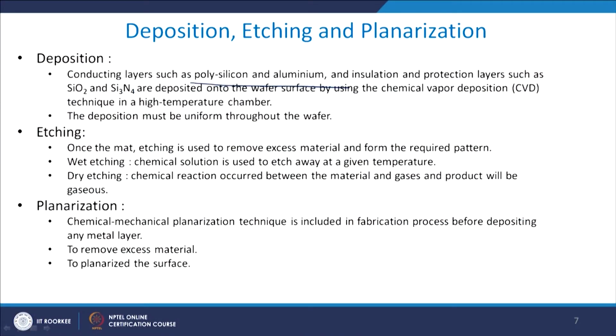Let me come to deposition. Well, deposition is conducting layers such as polysilicon and aluminum, and insulation and protection layers such as silicon dioxide and silicon nitride, and they are done by CVD process in high temperature chambers. So, I have a high temperature chamber, and I do a CVD, which is chemical vapor deposition, and I deposit layers of silicon dioxide and nitride, which are both, by the way, dielectric in nature, over this area.